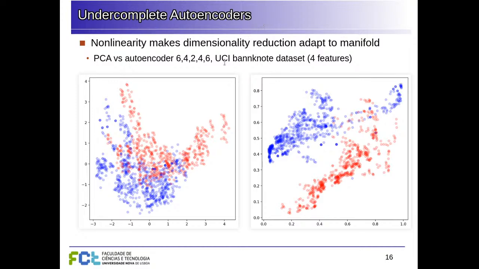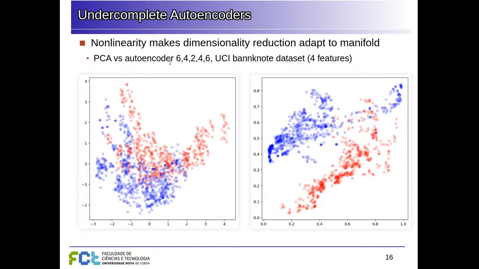So this is a comparison using the banknote dataset that separates real banknotes and fake banknotes. And if we use a principal component analysis, this is only a linear transformation that tries to preserve as much as possible the variance in the data by going from the original 4 features, so 4-dimensional space, into 2 dimensions to plot this graph. We see that there is still a very large overlap between the 2 classes.